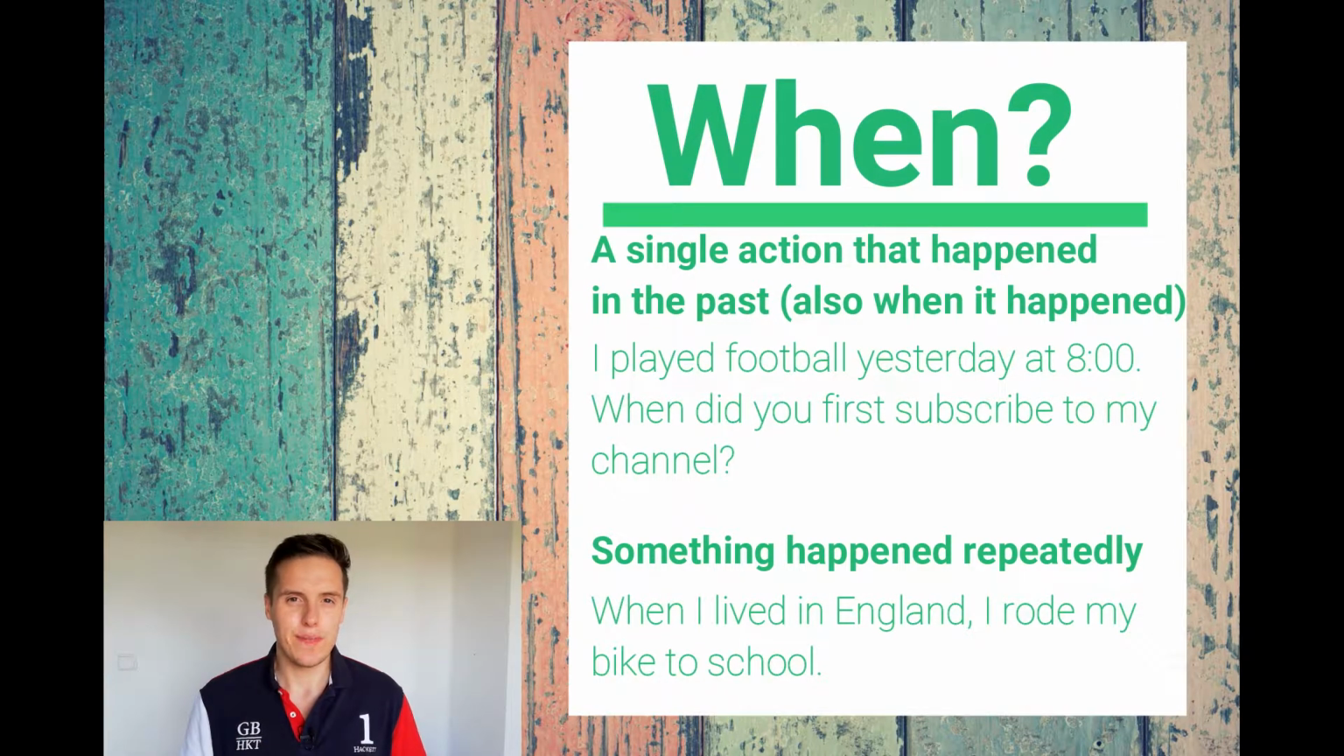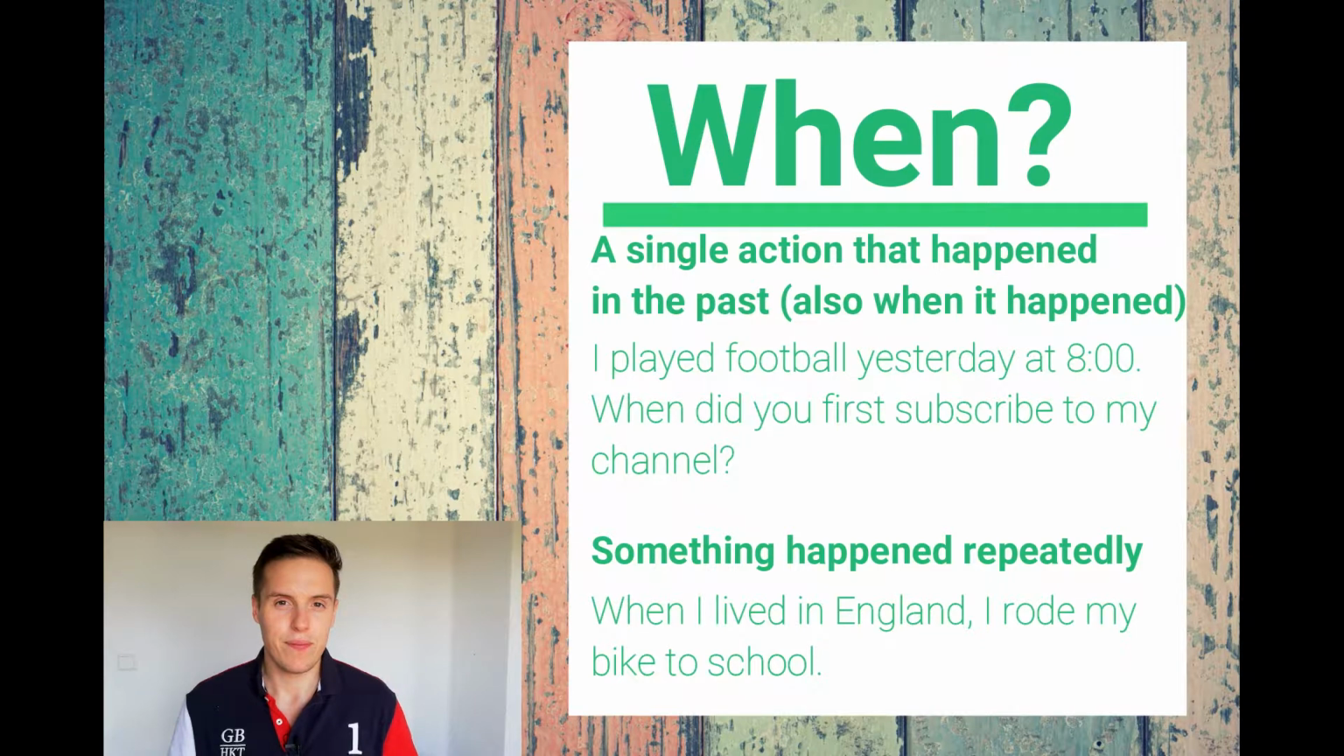So now we know how to use the past simple. When do we use it? So we've got two rules I'd like you to remember. So we use the past simple for single actions which happened in the past, when we want to say when it happened and also add extra information. For example, I played football yesterday at 8 o'clock. So we can be very, very precise with when it happened.